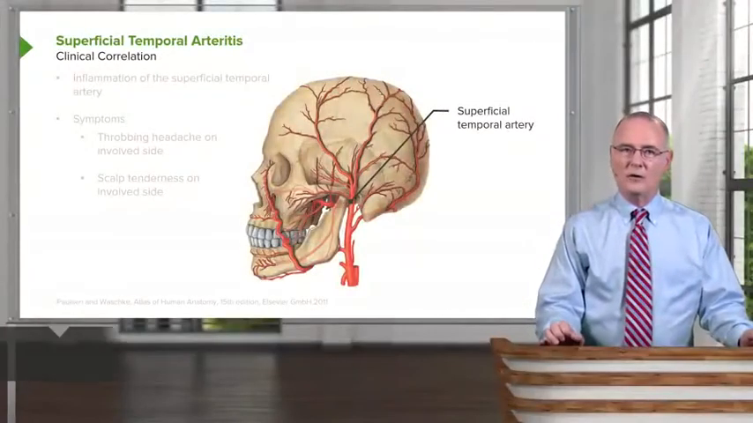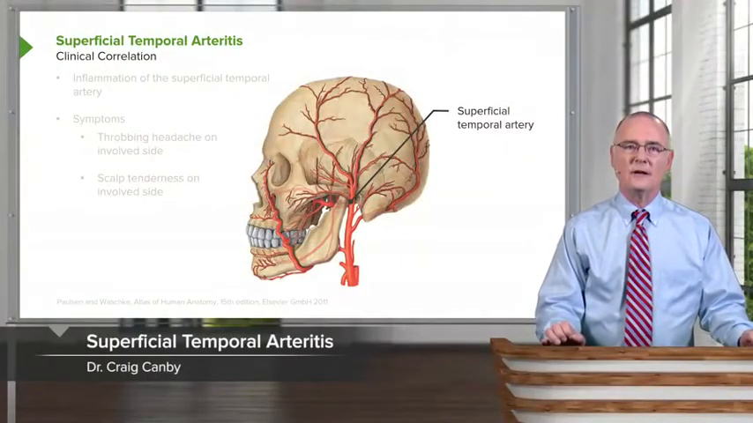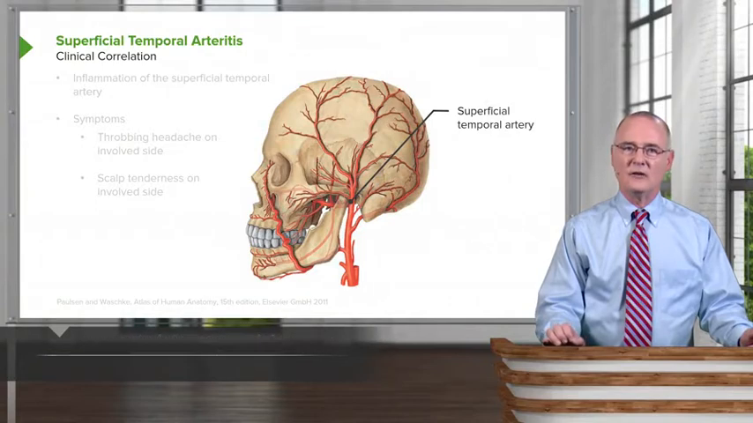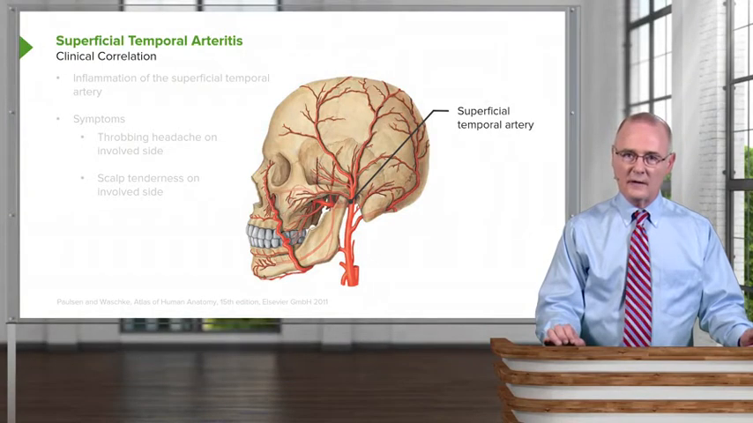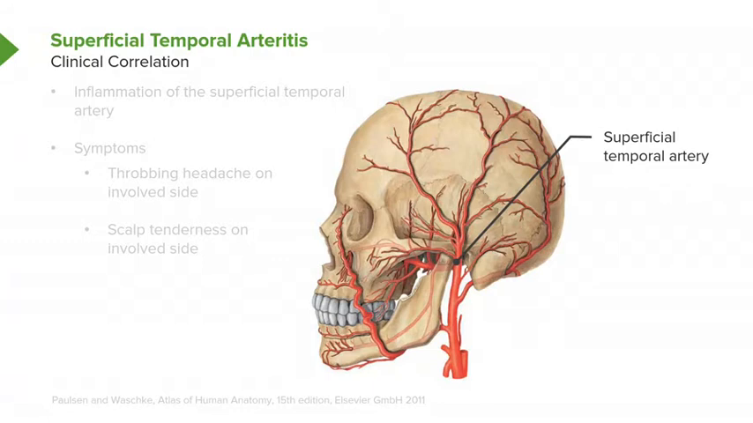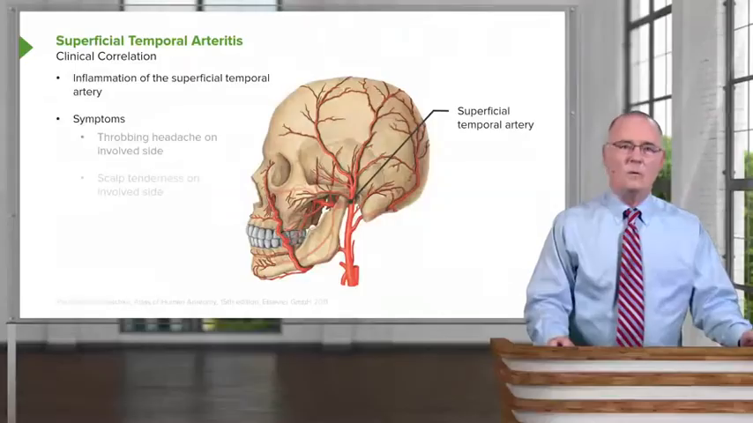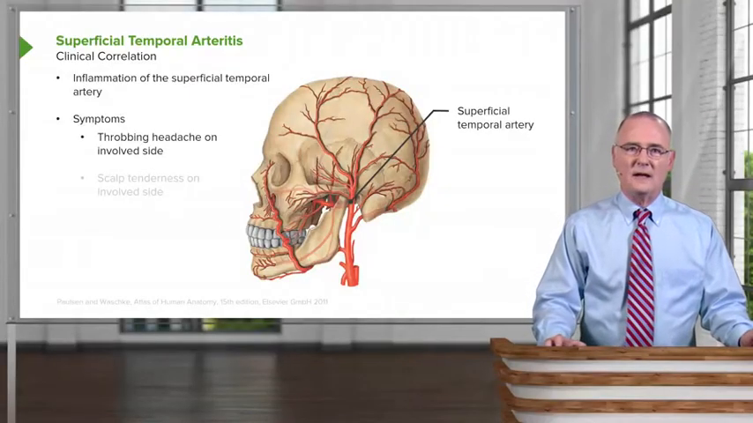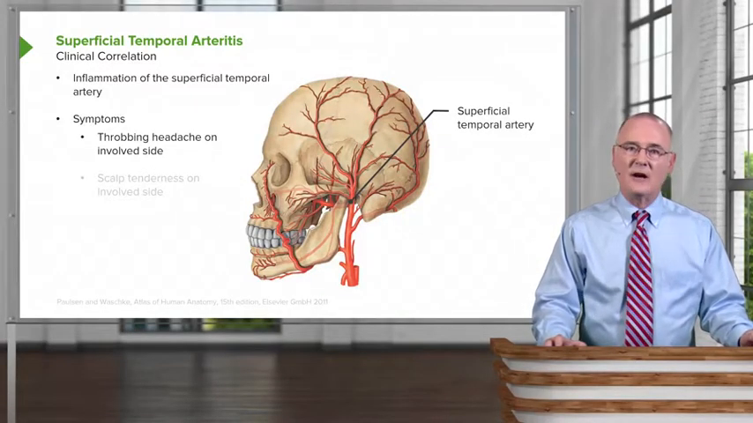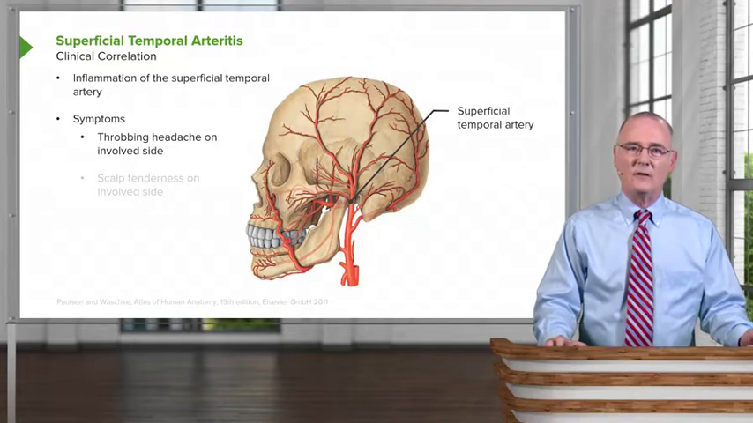Now for a clinical correlation. This clinical correlation relates to the superficial temporal artery, and there is a condition referred to as superficial temporal arteritis, and in this condition the superficial temporal artery is going to be inflamed, and when it becomes inflamed it will have some associated symptoms. One of the symptoms of this inflammatory state is a throbbing headache on the involved side.